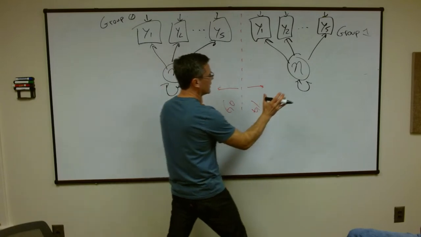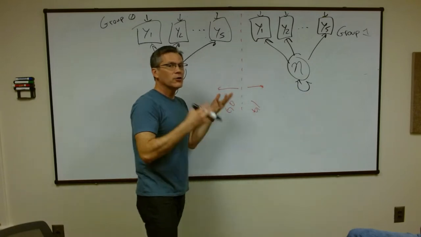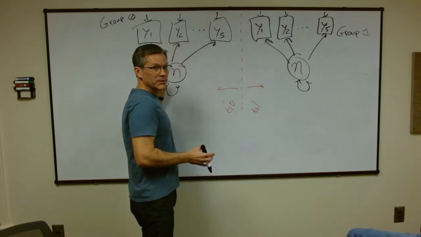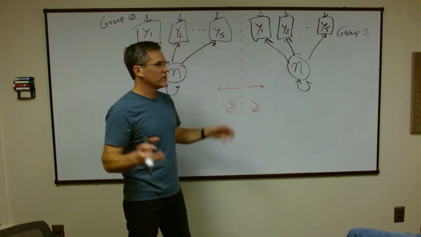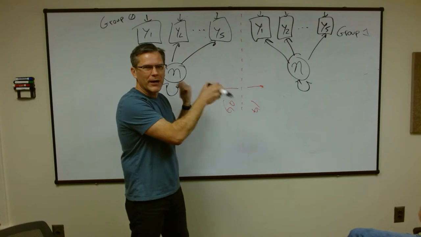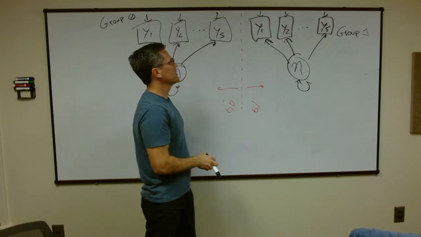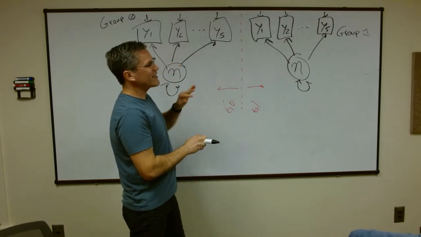You have a group zero data set and you have a group one data set. You could in principle just fit this model in group zero, and you could just fit this model in group one, and then everything would be different between the two groups, but then it would be hard to compare, right? Because you're not analyzing them simultaneously. What we're gonna do is kind of like that.